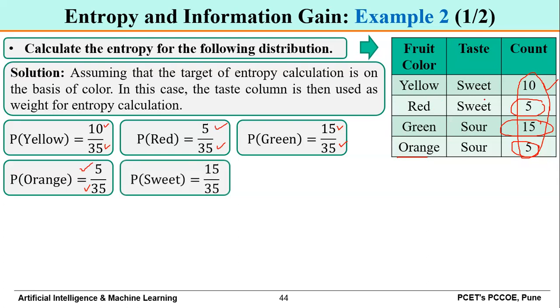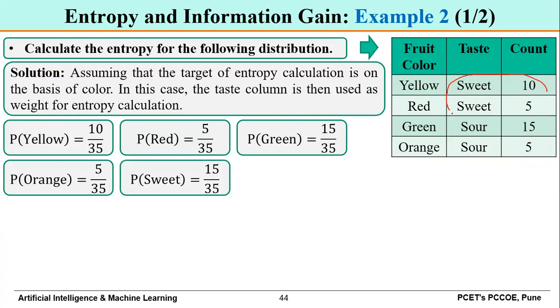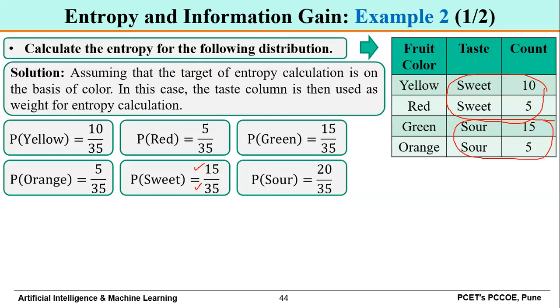Similarly, for taste also we have two features, sweet and sour. In the case of sweet, the total data points is 15, so 15 divided by the total number of data points 35. Similarly, in the case of sour, the total sour data points is 20, so 20 divided by the total number of data points 35. So in the first step, as we discussed in previous examples, we calculate the probability of each feature.